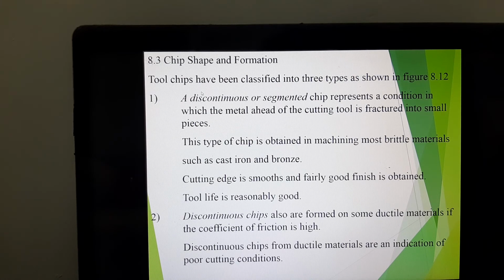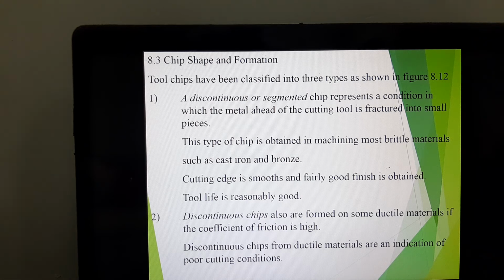Okay, so like I mentioned to you previously, during a cutting process, material comes out in the form of a chip. So you have a continuous chip as you cut, especially when you're cutting a ductile material. When you're cutting a brittle material, you will have a discontinuous or fragmented chip, meaning that your chip will break as you cut. A brittle material would give a segmented or discontinuous chip.